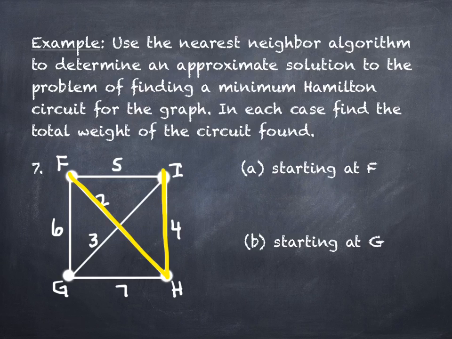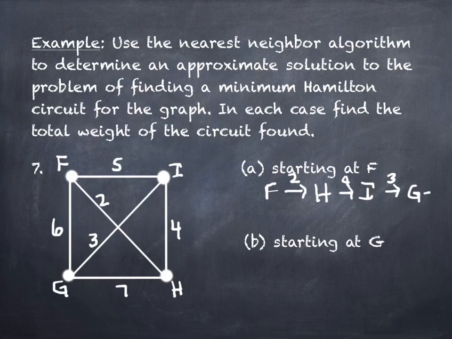Alright, so I went F to H to I. In fact, let me write it like this. F to H, which was 2, to I, which was worth 4. After I came down to G. That cost me 3, and then back up to point F, which cost me 6. And if we take 2 plus 4, that's 6, plus 3 is 9, plus 6 is 15. So this is a 15 length, or valued, path weight.